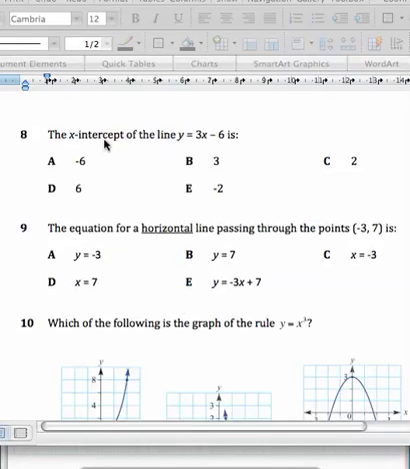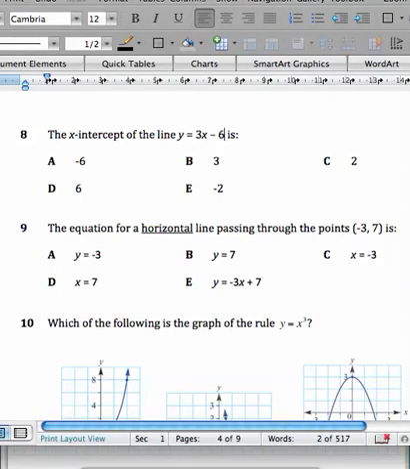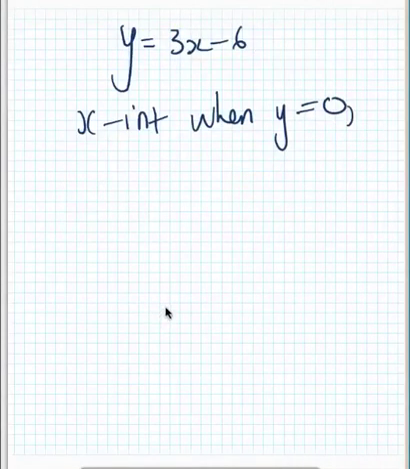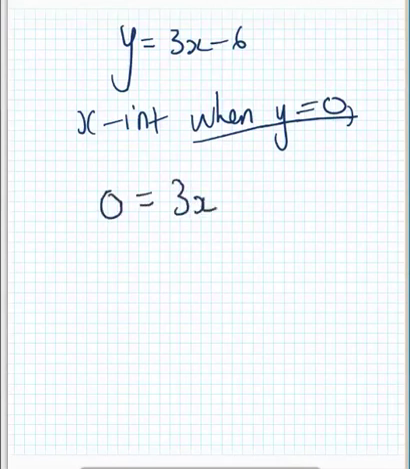Question 8 asks us the x-intercept of the line, and here's an equation. So we know now, to find the x-intercept, it's when y is 0. So let's just do some working out. So here's our equation, and we know to find the x-intercept, it's when y is 0. So we make y equals 0 in the equation. So 0 equals 3x minus 6. And all we have to do now is solve this.